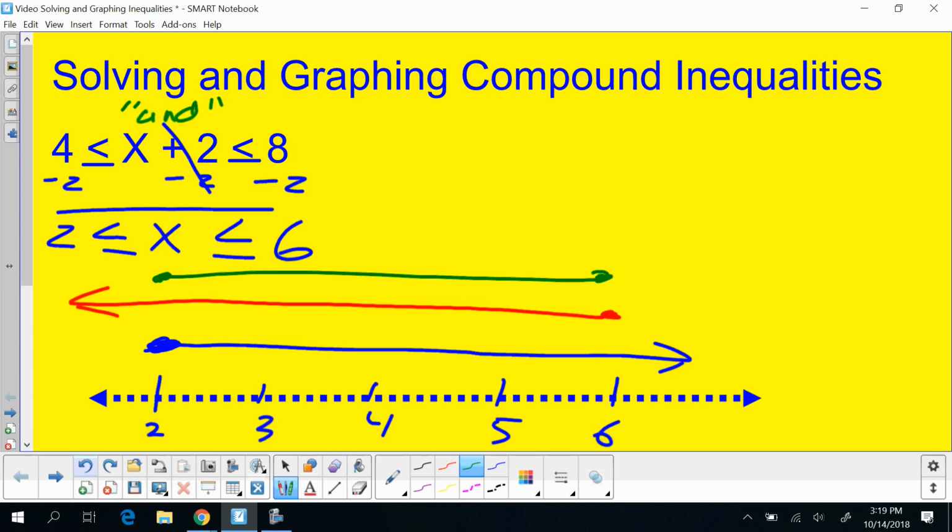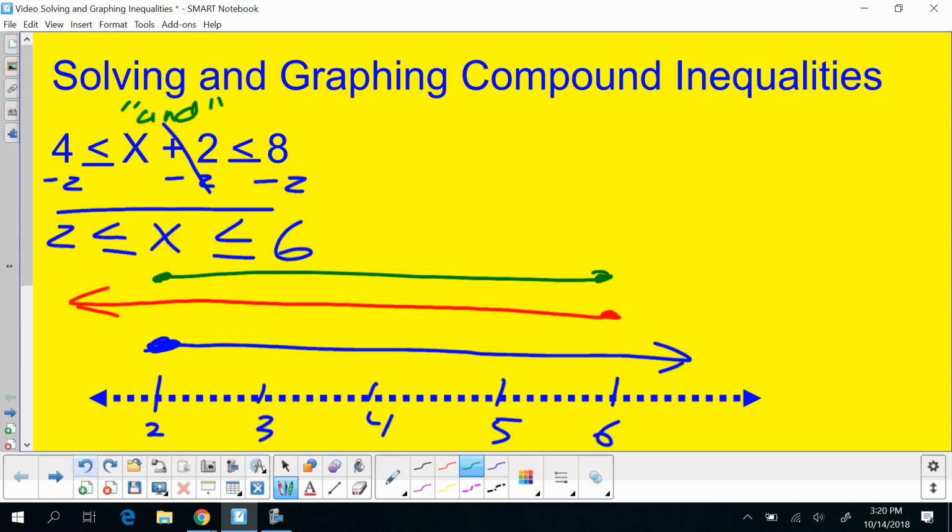2 plus 2 would be 4. 4 is greater than or equal to 4. 4 is less than or equal to 8. If I substitute the upper extreme, which is 6, 6 plus 2 would give me an 8 in the middle. 4 is less than or equal to 8. 8 is less than or equal to 8.